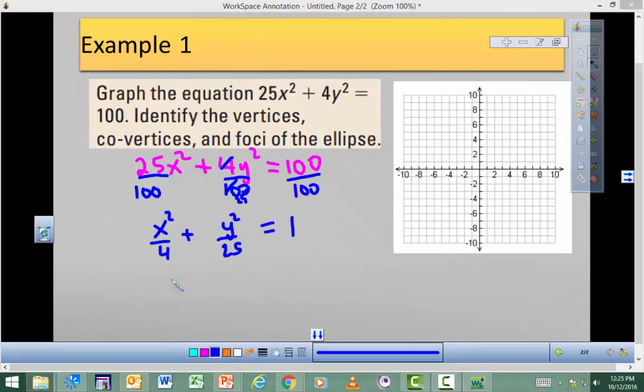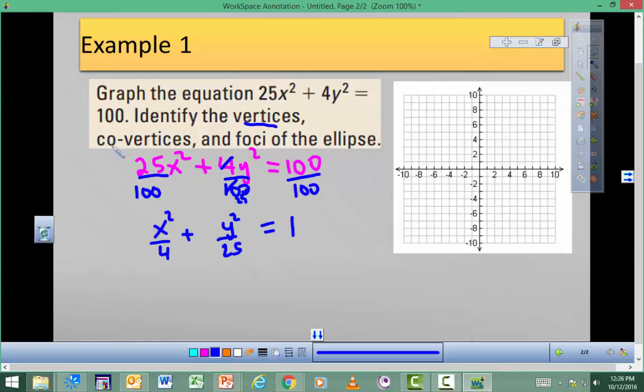But right now, it's in standard form. Now, one of the first things you should be able to do once it's in standard form is determine which way the ellipse is elongated. It's always elongated on the axis where you have the bigger number under here. So the bigger number is under the y squared, right? So it's going to be vertical. Vertical? Yeah.